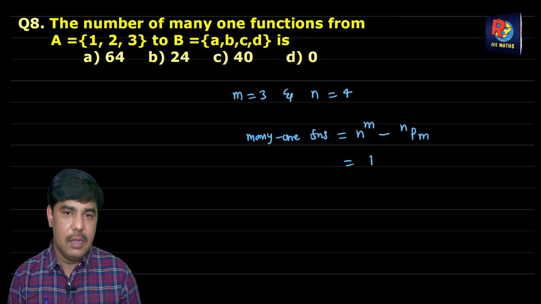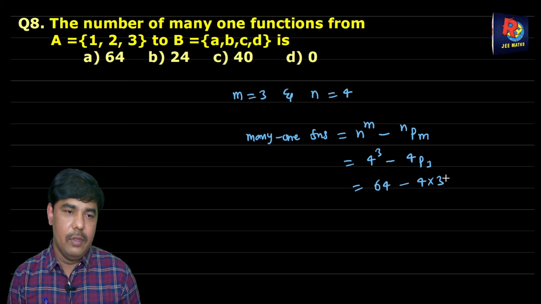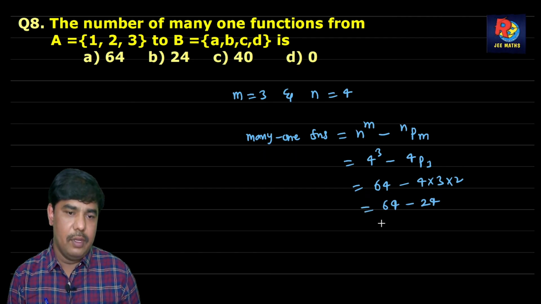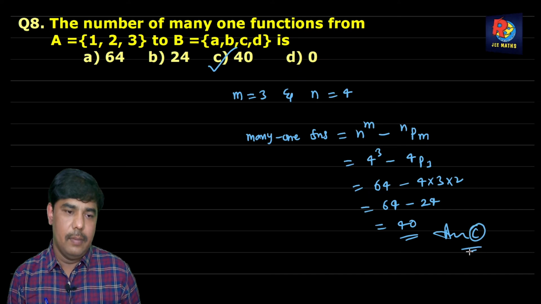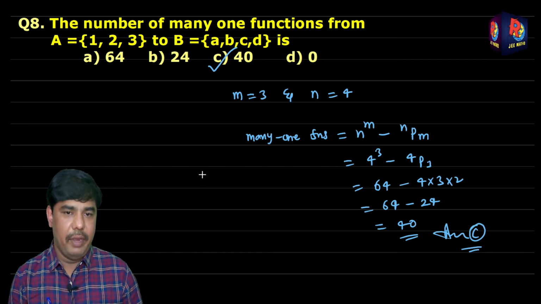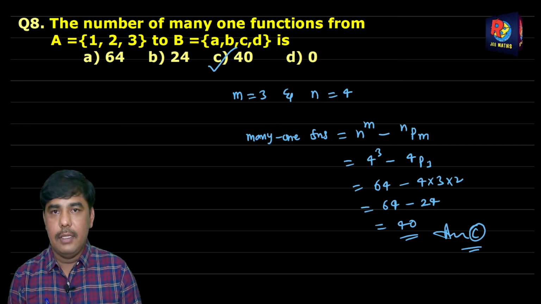Total functions are 4 power 3 minus 4P3. 4 power 3 means 64, minus 4P3, which means 4 into 3 into 2, that is 24. So 64 minus 24 is 40. Option C is the correct answer. If you want one-one functions, we can find them like this.